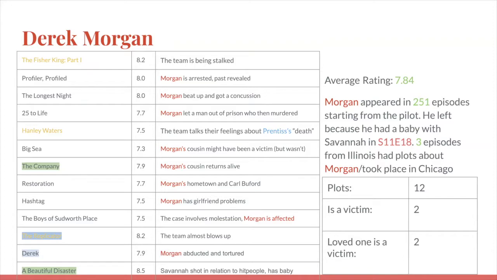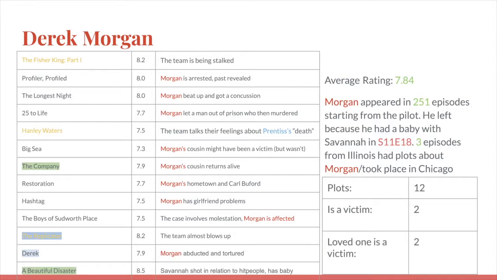Morgan has 12 plots about him, and he's only a victim twice, and his loved one is also a victim twice. First is in the company when Morgan's cousin returns alive. This connects back to Big C when Morgan's cousin was first introduced as being missing, but she wasn't actually murdered by that killer. She was found alive in the company.